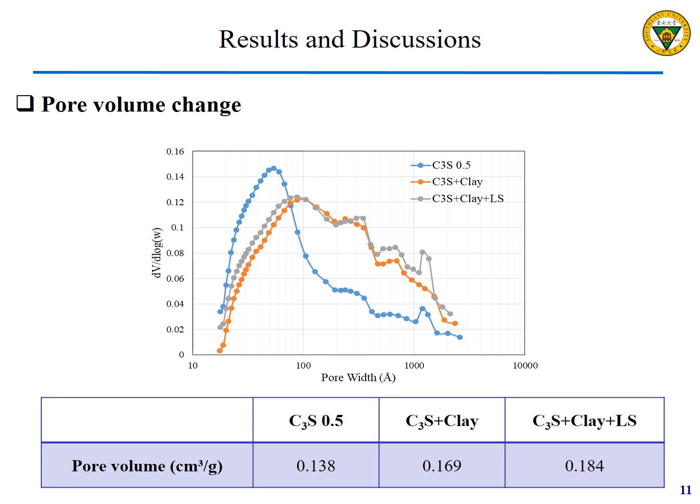Then we also do some analysis on the pore volume change. This result is from the nitrogen absorption. It is clear that when clay is added to the system, the pore size becomes larger. When we quantify the pore volume, it can be seen that the C3S system shows the lowest pore volume, and C3S plus clay plus limestone presents the highest pore volume.